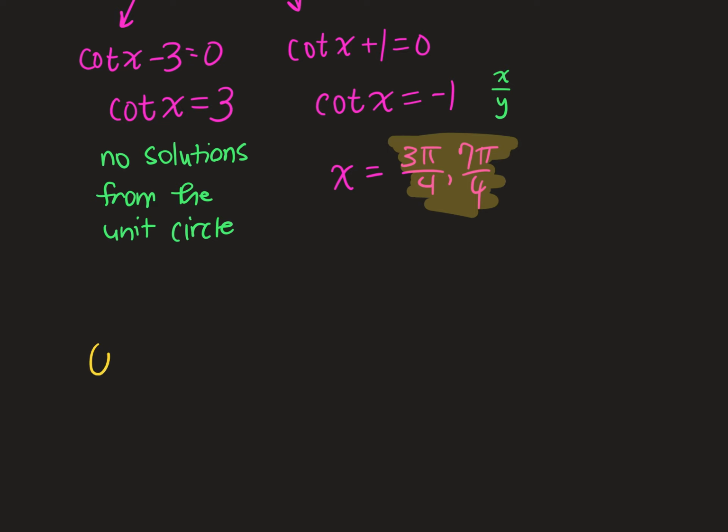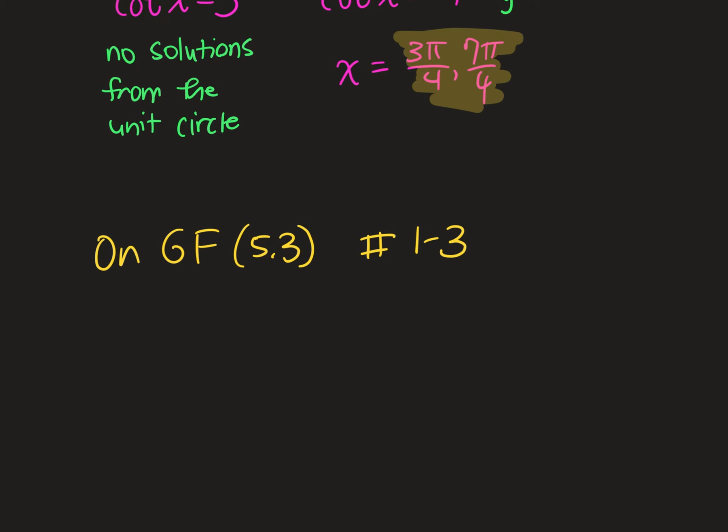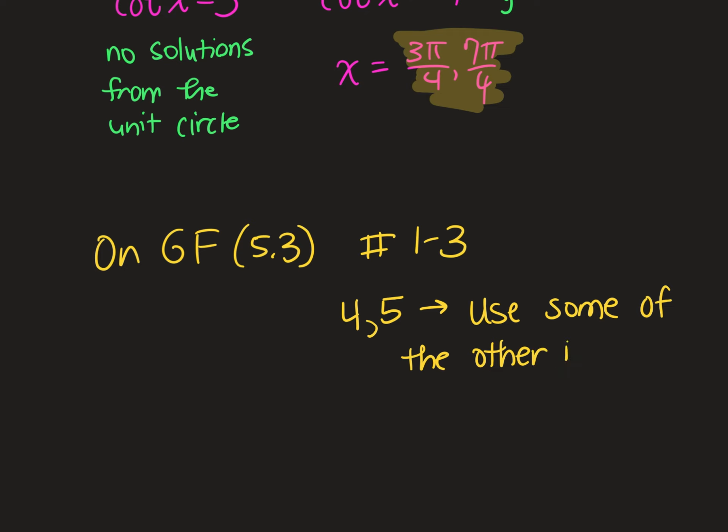On the Go formative for 5.3, you can for sure do 1 through 3 right now with what we talked about today. Those are just using your Pythagorean identities, doing a substitution, and then going back to the strategies we've used on the previous 2 days. With 4 and 5, you can try these, but let me give you a little hint. You're going to have to use some of the other identities from your sheet, your formula sheet or reference sheet, whatever I call it, to make a substitution.